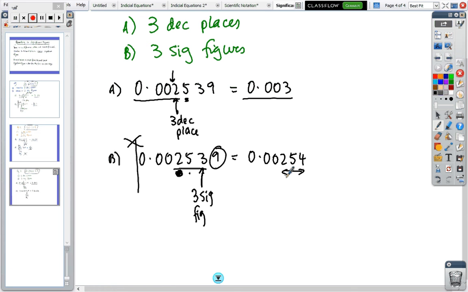Okay, so that's the end of that, and there'll be a worksheet to go with this, as well as a worksheet on scientific notation.